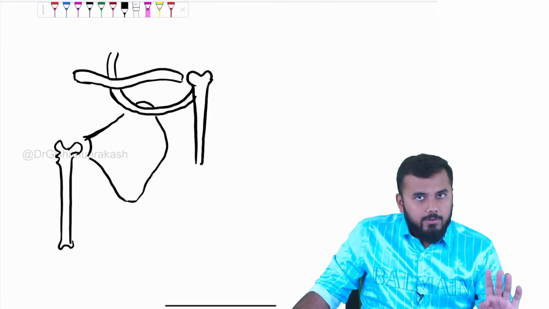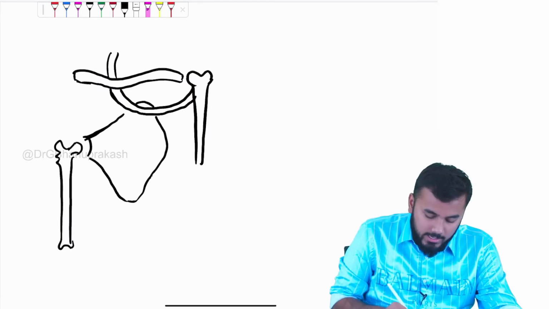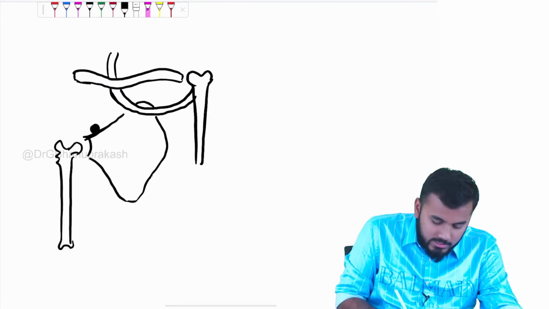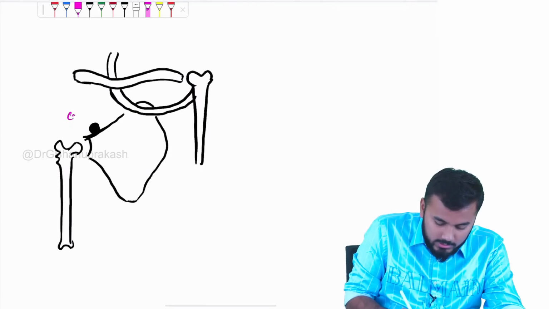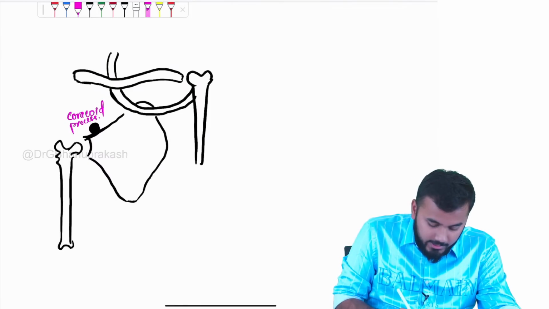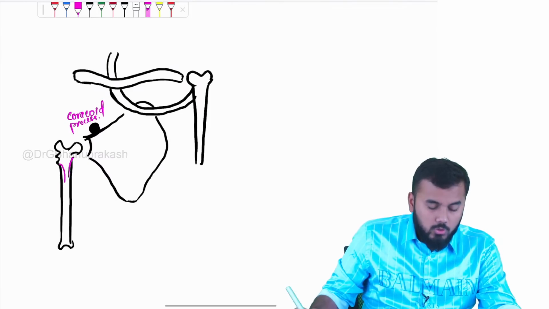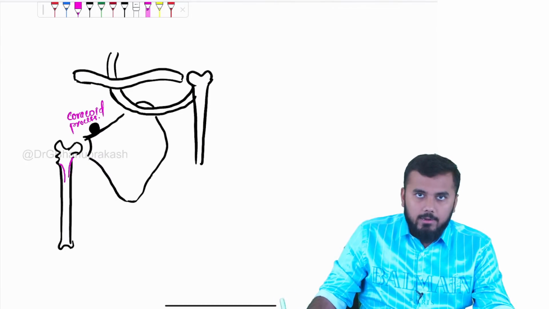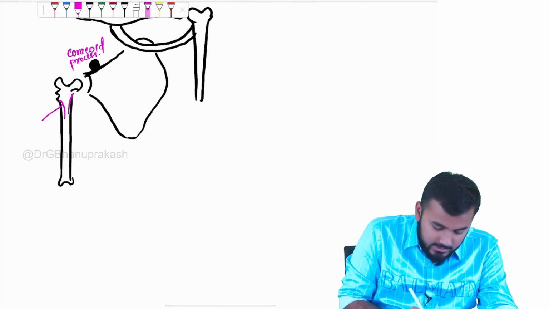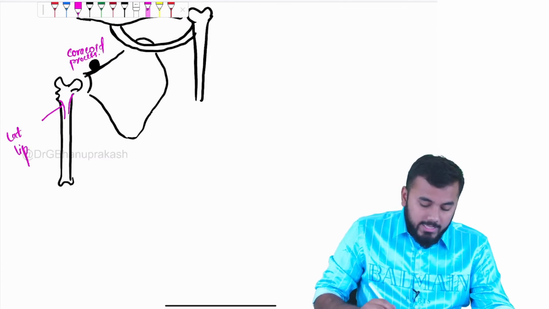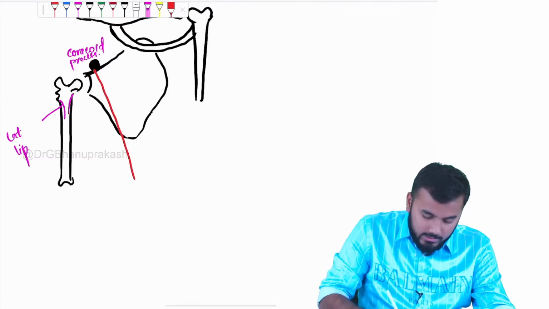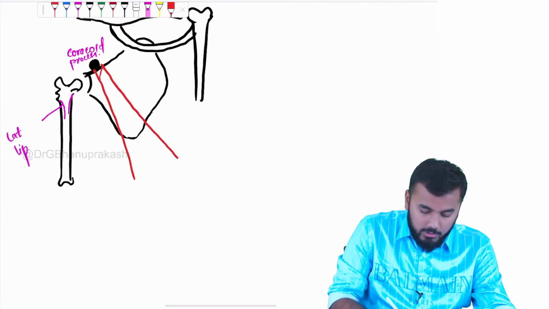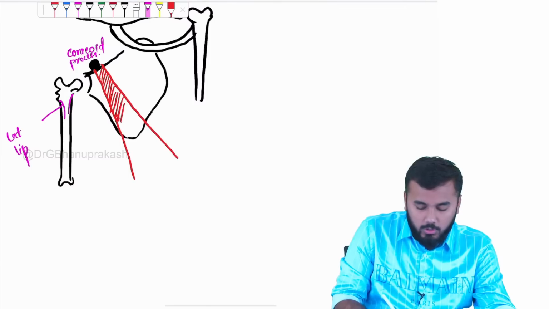Now, look very carefully. What I'm trying to tell you is that here we have got a process called coracoid process. All of you know this is called coracoid process. And even here we have got two lips. One is called the medial lip, another one is called the lateral lip. So let us say that this is the lateral lip. Now, there is a muscle that is coming out of this coracoid process.